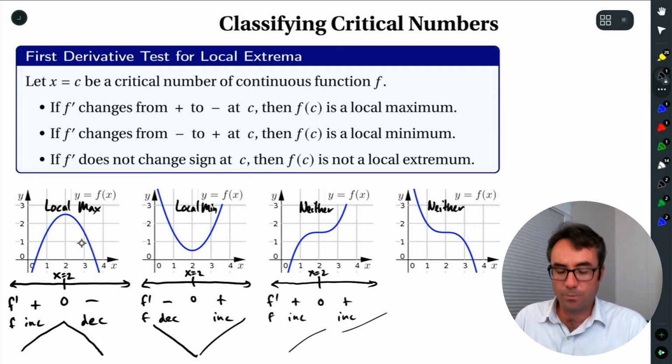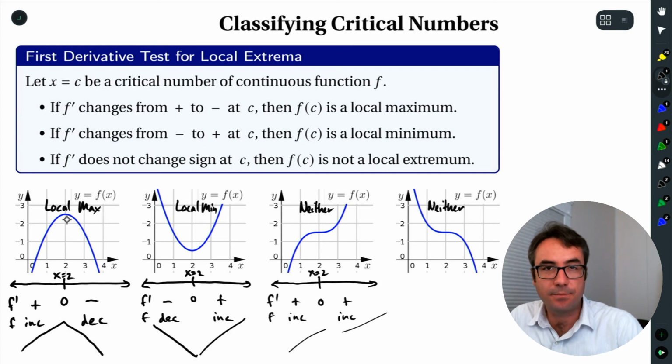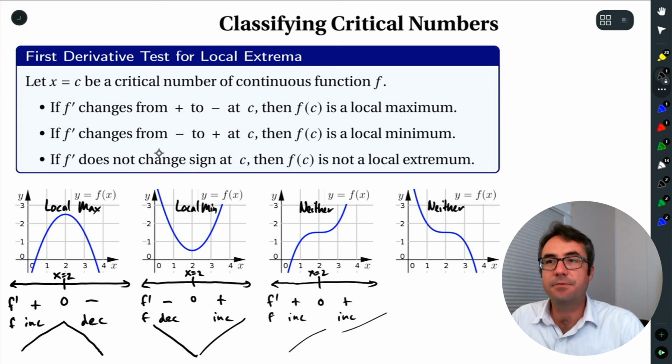And so we're going to be producing these sign charts. If we go from positive to negative, we have a local max. We're not going to have the picture to help us, so draw in what you think the picture would look like, as a way to help remember that it's a local max. And if our f prime changes signs from negative to positive, like we're seeing over here, well then draw in what the picture might look like to help remind you that that's when we have a local min.